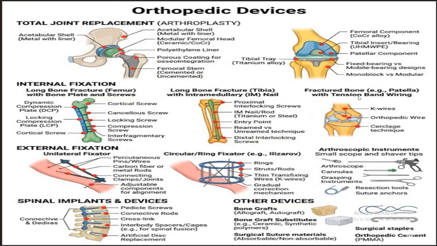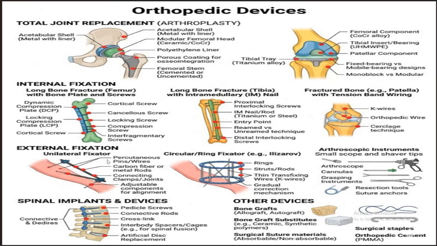So next one is fractured bone with tension band wiring. Sometimes the physician will use K wires or cerclage wires. Most of the time these procedures are percutaneous procedures. So using imaging guidance, the physician will insert the K wires and fix the fractures.